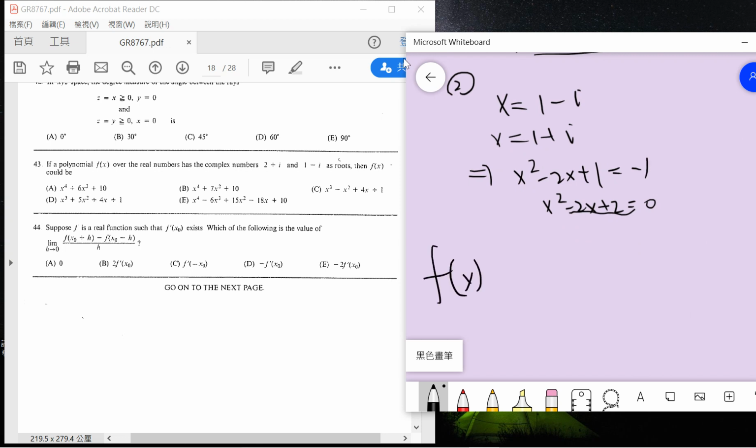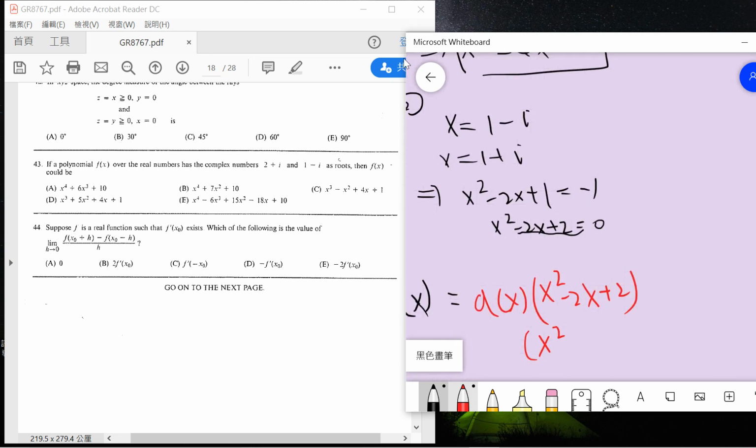So f, the simplest polynomial of x, is some constant a times x squared plus 4x plus 5 and x squared minus 2x plus 2, and then we see, so at least it has degree 4, and the sum of coefficients should be negative, and so a should be 1, because all the answers here have leading coefficient 1. So this is the f.